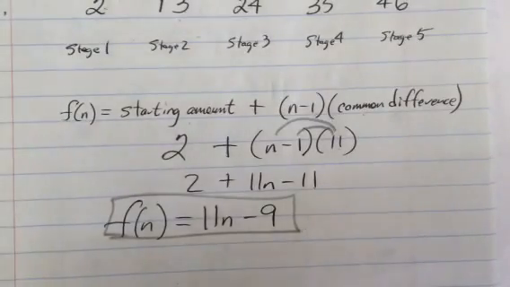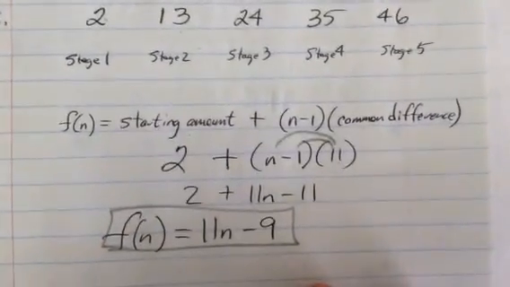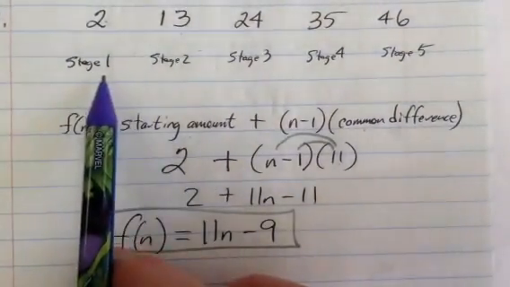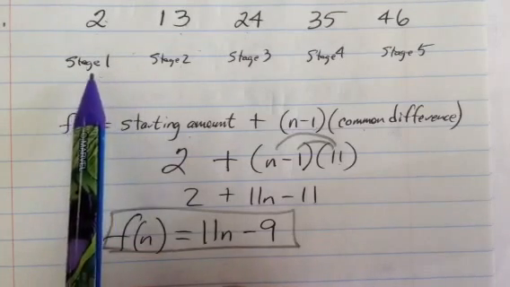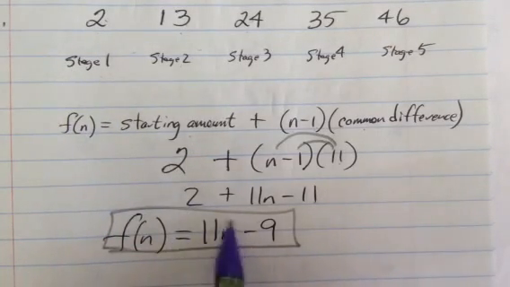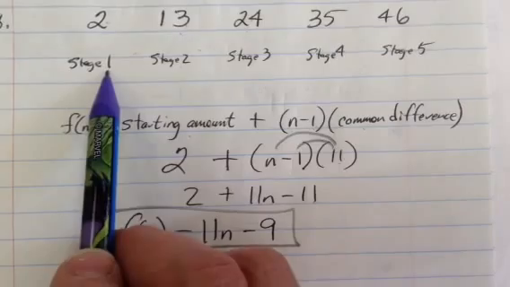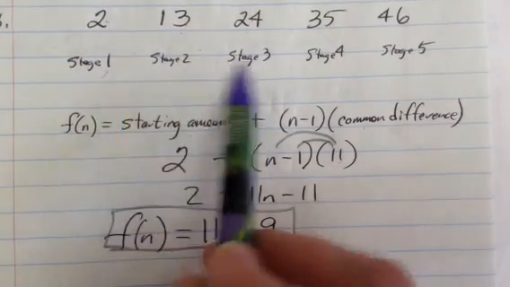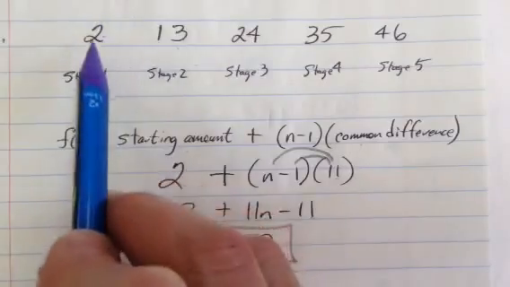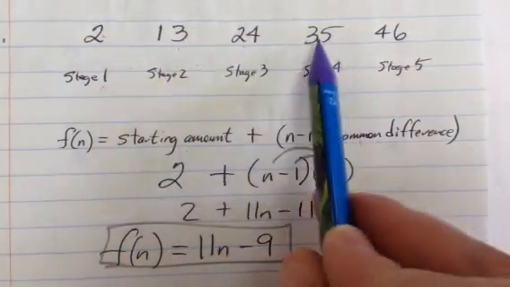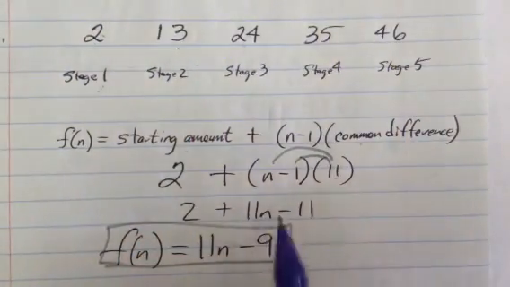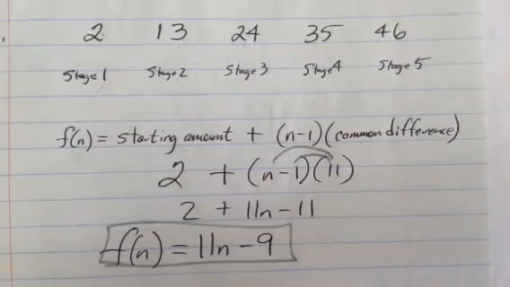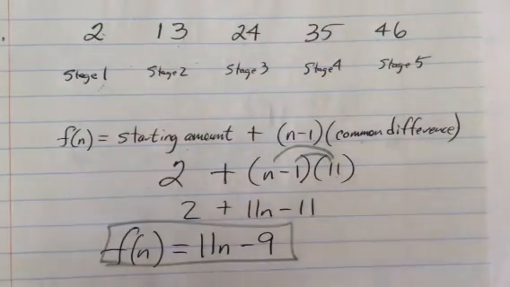Now, here's a little challenge for you. What I want you to do is, if you want to, come back up here and use a linear regression. This is y equals mx plus b, so it's linear. So go back in your calculator, enter L1, put 1, 2, 3, 4, 5, and in L2, put 2, 13, 24, 35, and 46, and do a linear regression and tell me what you get. It'll put a smile on your face.